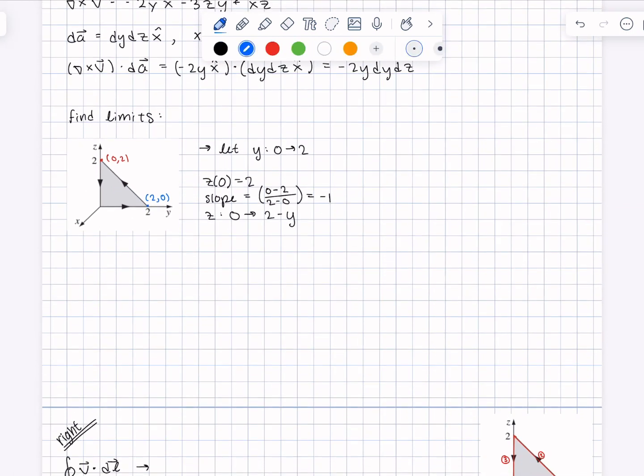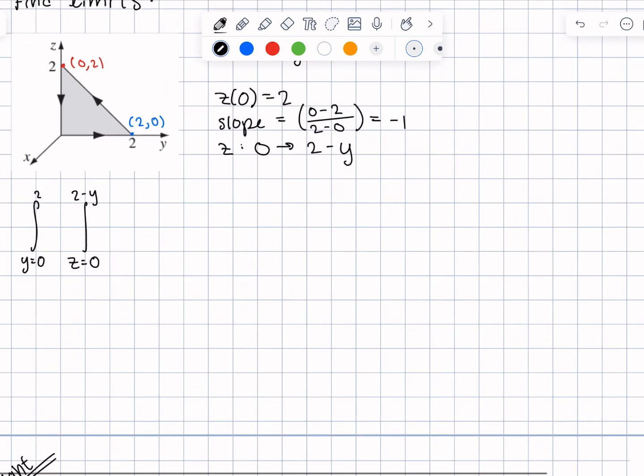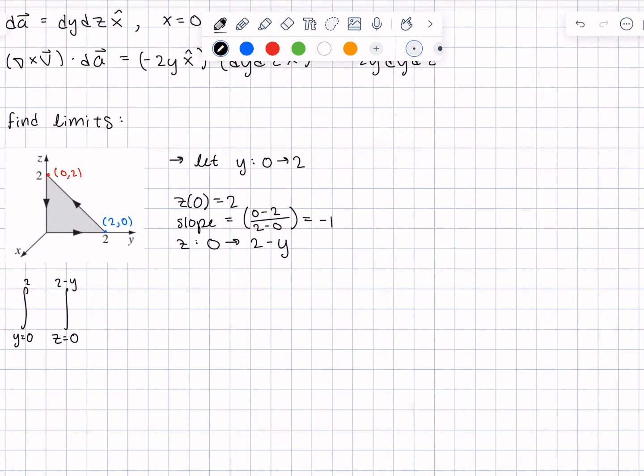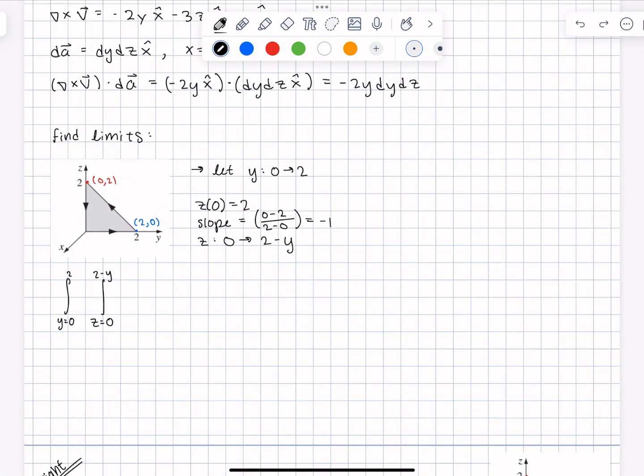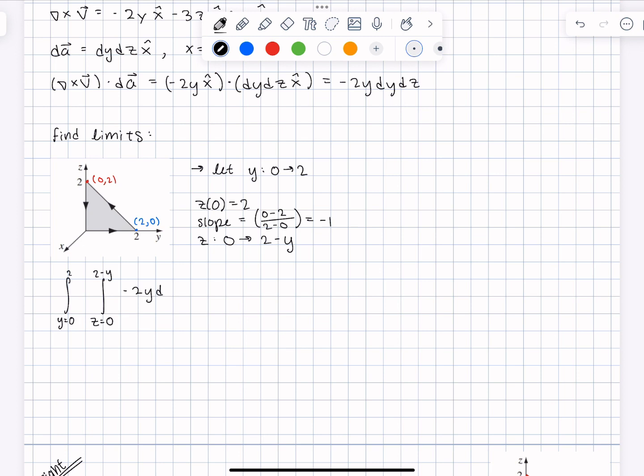Okay. Now that we have that, we can write out our integral. So we are going to let y go from 0 to 2, and z go from 0 to 2 minus y. It's important that we have z come first here, because otherwise our integral wouldn't make sense. We want to keep y in the integral for when we differentiate with respect to y. So now we can write out the whole integral, and we can see from here, we're just going to bring this down. It will be what we found up here, which is going to be negative 2y dy dz.